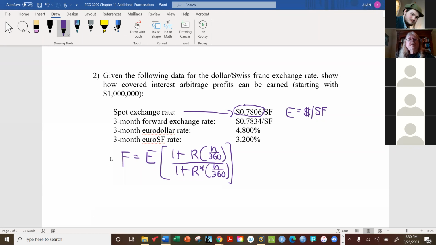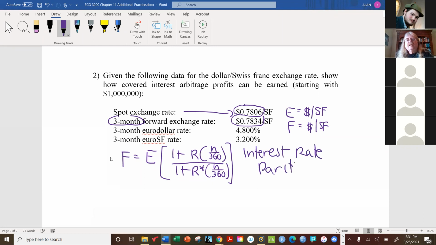Now, the forward exchange rate, the 3-month forward exchange rate, which could also be thought of as the 90-day forward exchange rate, also dollars per Swiss franc, is right here. Now, the question is, are they properly related to each other? How do we know? By filling the numbers into this formula, which remember is called interest rate parity, we can find out right away if this forward exchange rate is consistent with interest rate parity. And if not, that means we can make a profit, a risk-free arbitrage profit.